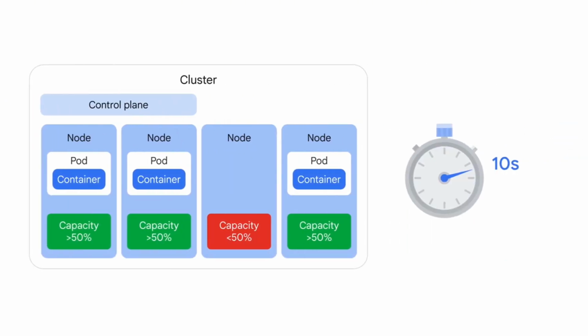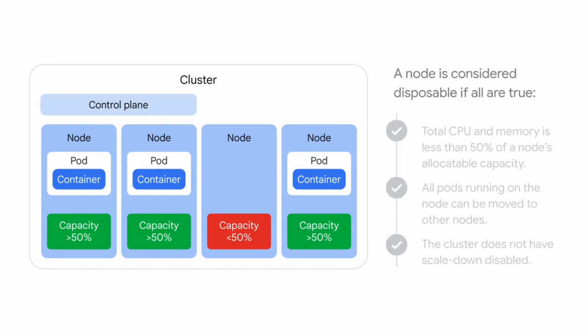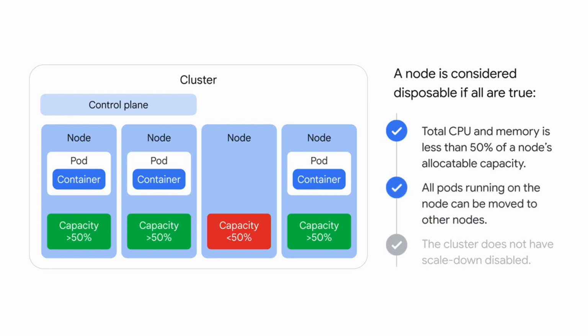If a cluster doesn't need to scale up, the Cluster Autoscaler will check for disposable nodes every 10 seconds. A node is considered disposable if all of the following conditions are true. Total CPU and memory is less than 50% of a node's allocatable capacity. All pods running on the node can be moved to other nodes. The cluster does not have scale down disabled. The Cluster Autoscaler will then continue to monitor, and if a node is unneeded for more than 10 minutes, it will be terminated.